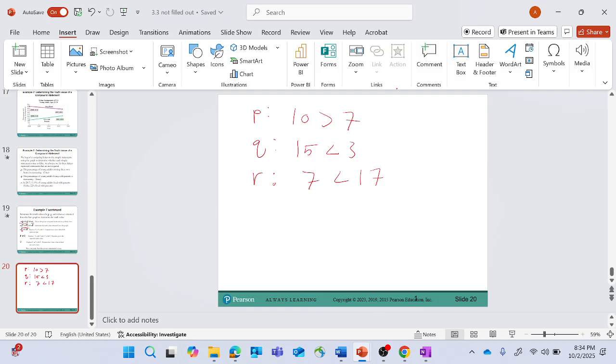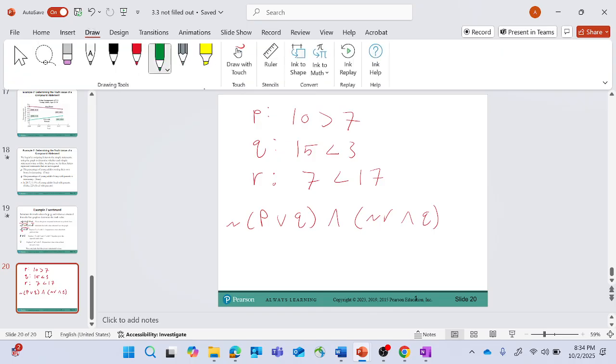And let's say I give you something crazy. How about not P or Q, and, or not R and Q. Something crazy like that. What this is saying is, look, you know P, Q, and R are actual statements. Figure out, are they true? Are they false? What are they?